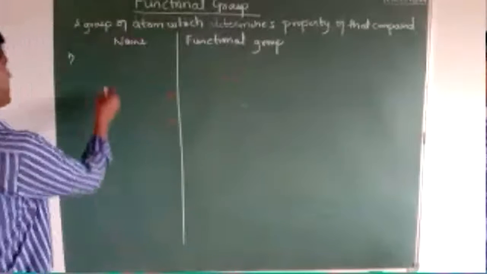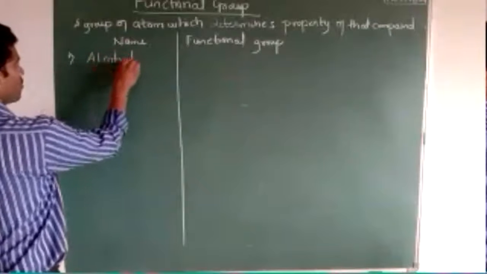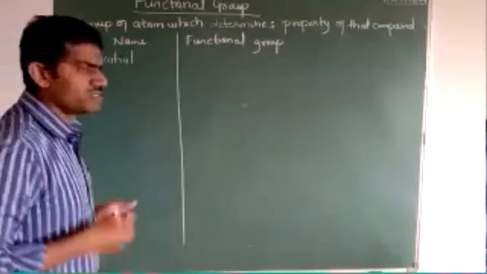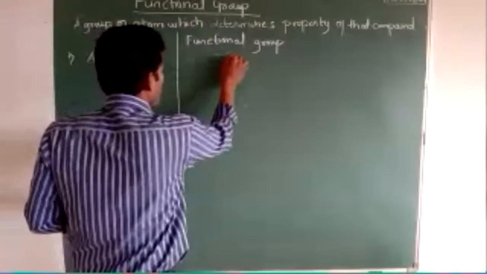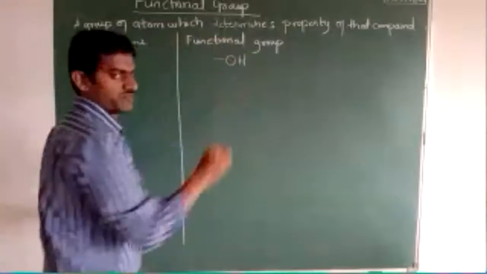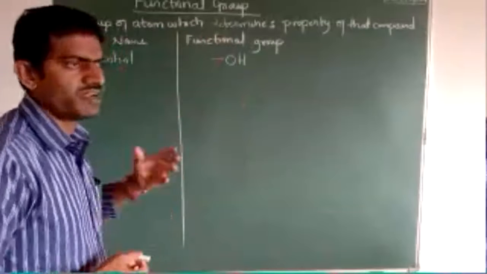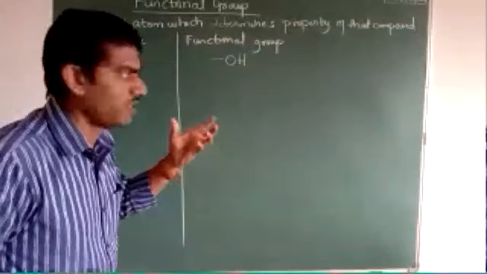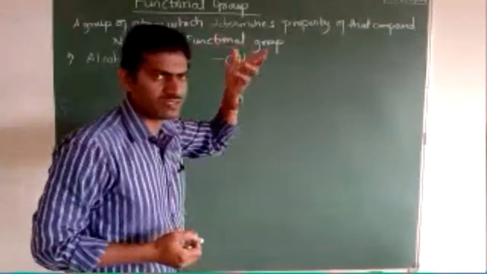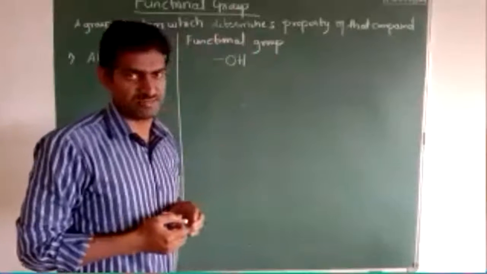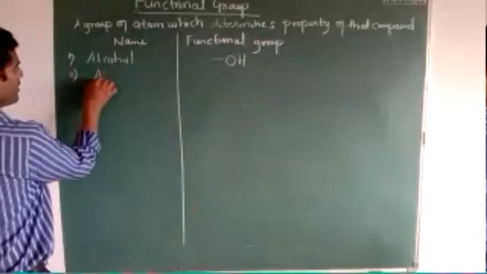First one is alcohol. What is the functional group for alcohol? It is OH. So if I take the name alcohol, in your mind the functional group should come as OH. Next, second one, aldehyde.